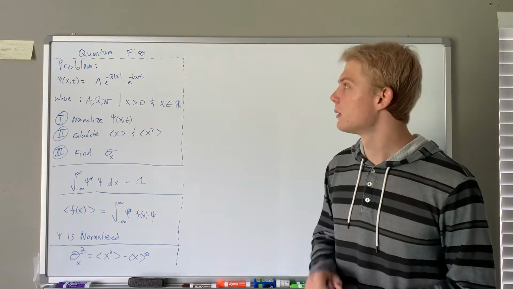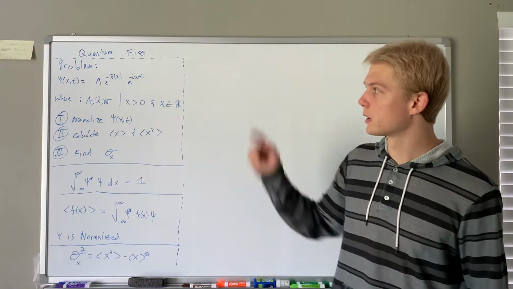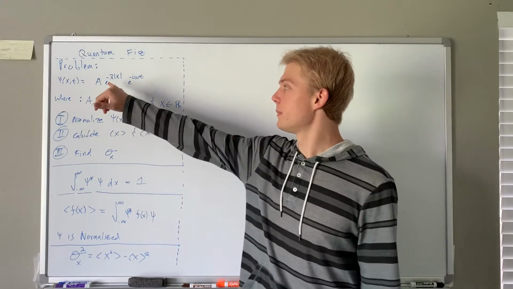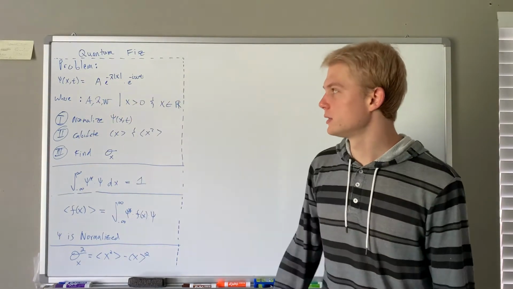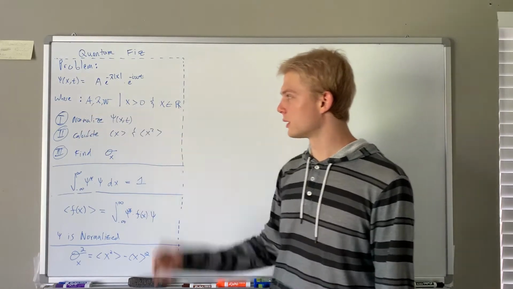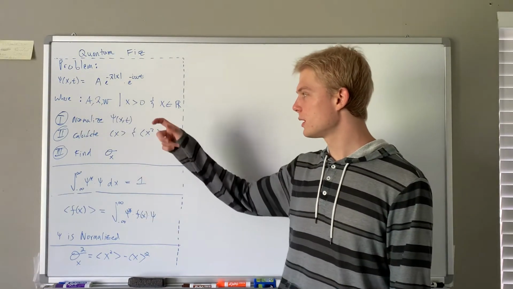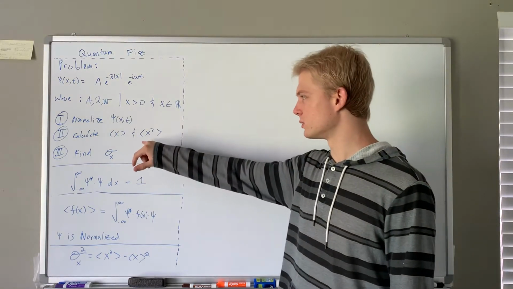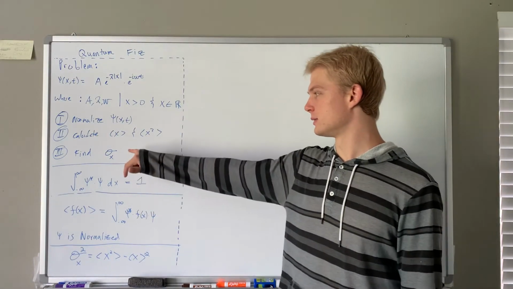Okay, so for today's video, I'm going to be doing one that involves quantum mechanics stuff. And here we go. So the problem is, given a wave function, and you know these are all positive real constants, you want to normalize, find these expectation values, and then find the standard deviation.